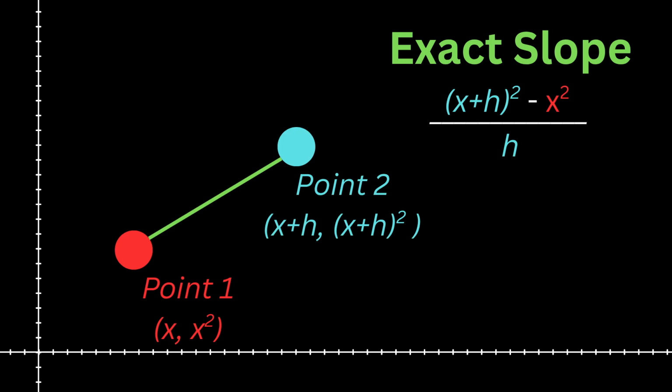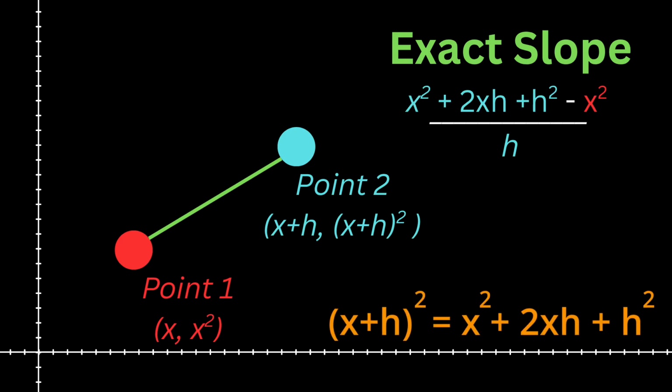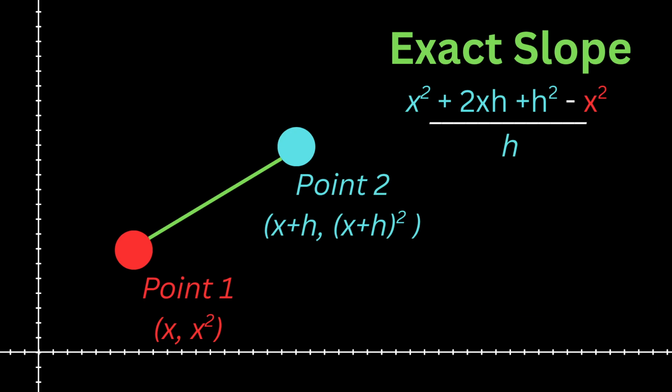To get rid of the little 2 on x plus h, we can expand those brackets using mathematical laws. If you haven't learnt those yet, I've got another video for that in the description. Basically, it expands to x squared plus 2 lots of x times h plus h squared. So the x squared and the minus x squared cancel out. We're now left with 2xh plus h squared all over h, which normally would be 0 over 0.